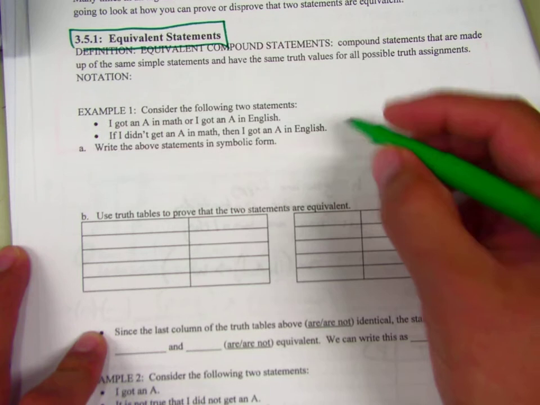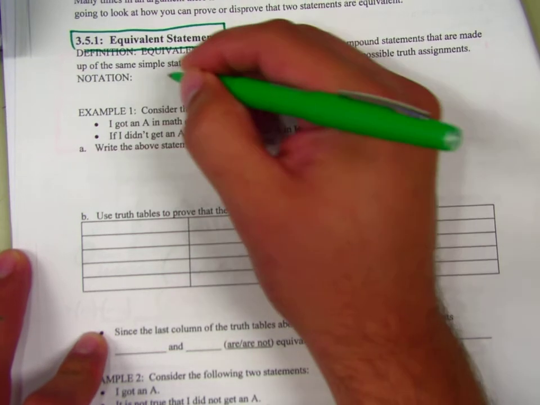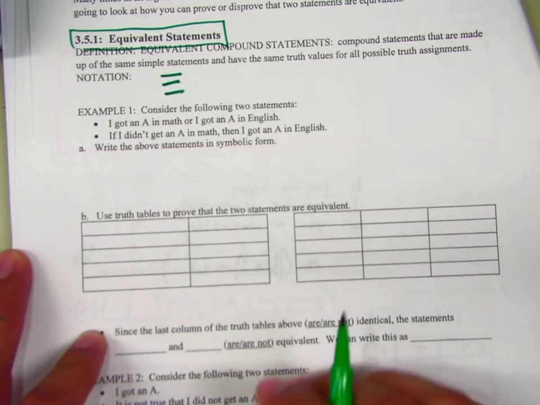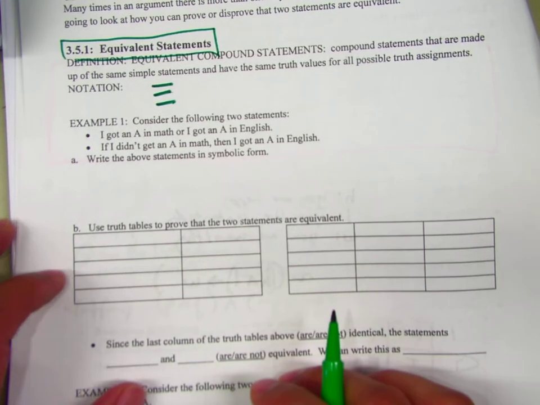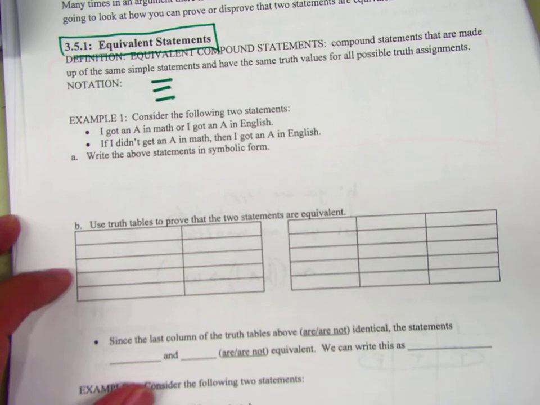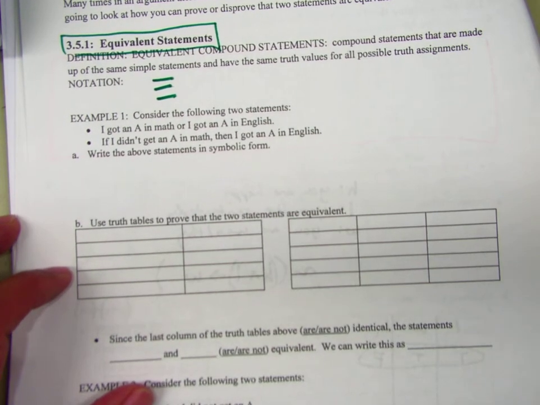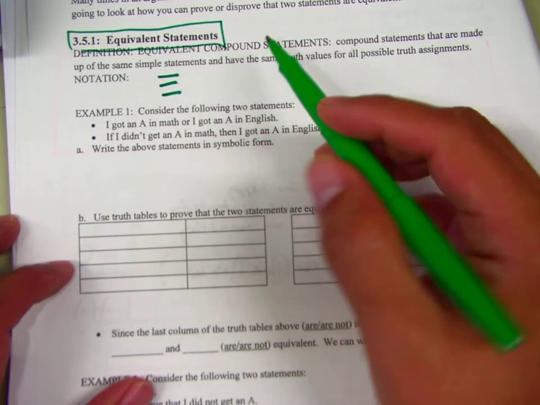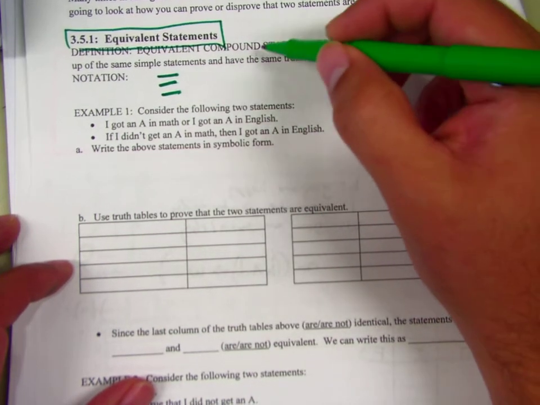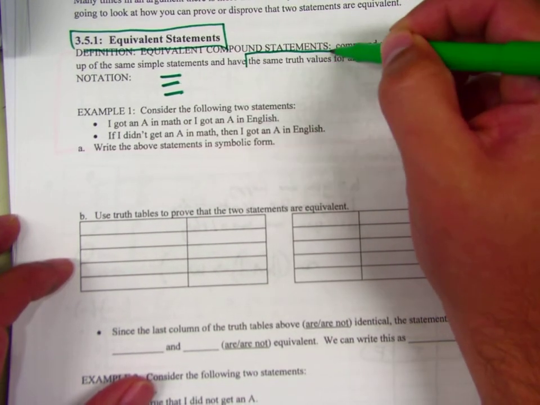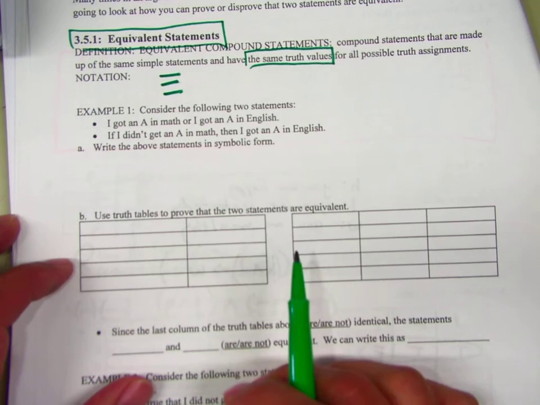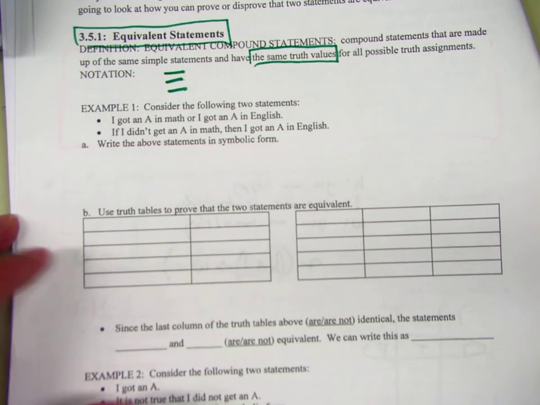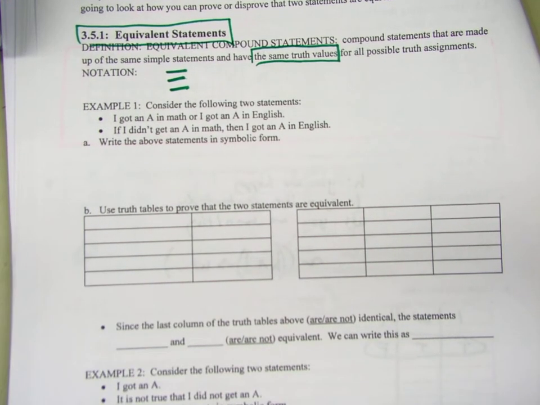Okay, the symbol for equivalent statements is these 3 lines right here. And all it means is that the 2 statements that we're looking at mean the same thing. That's what equivalent means. And in order to see whether statements are equivalent, all we look for is the very last column. And as long as they have the same truth values, then we say the things that are being said are exactly the same.